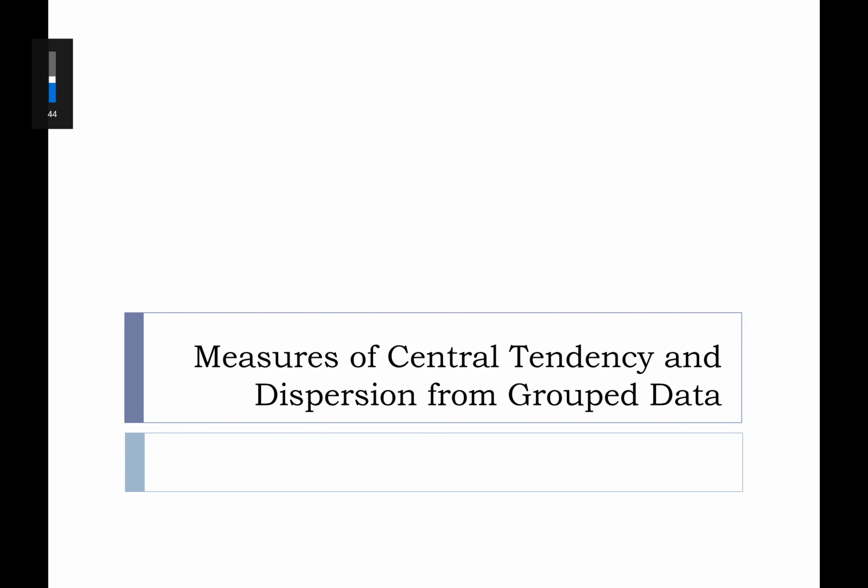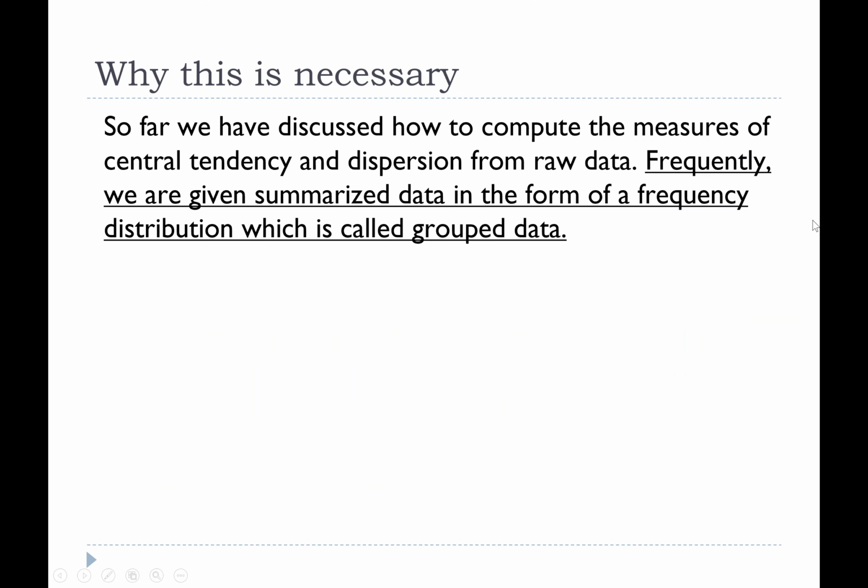Now we're going to talk about measures of central tendency and dispersion from group data. Some things to point out is when you have a table like a frequency distribution table and you want to figure out the mean, median, mode, and things like the standard deviation, you can use the table to do that, but there's a special technique you have to use, and so we're going to look at that.